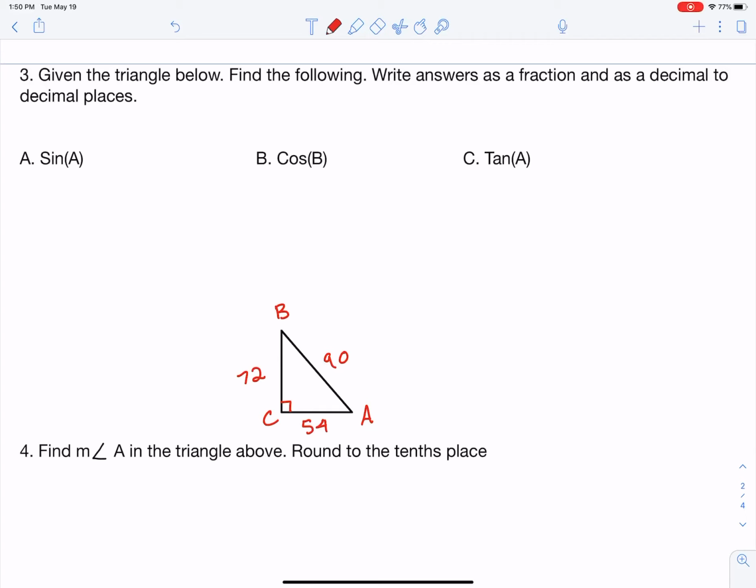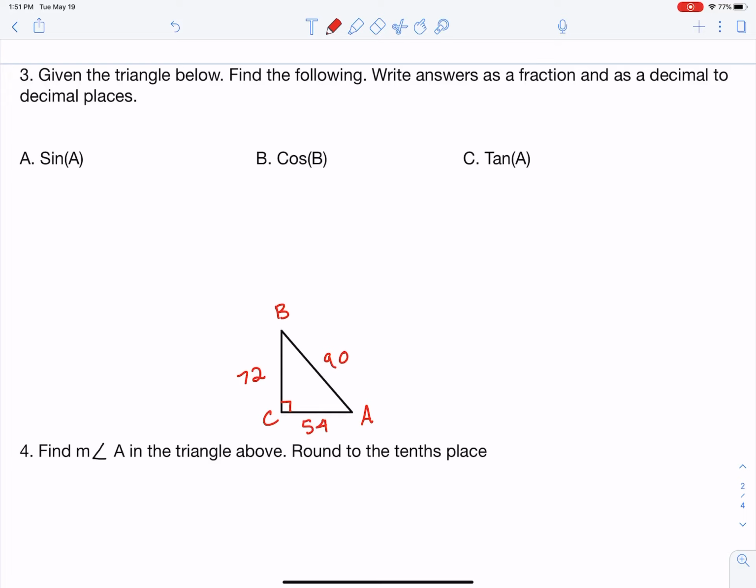Okay, so this is a continuation of the Unit 7 Review 2. This is part 2 of that. So we're on problem number 3, and they ask us to find the sine of A for the triangle below. So let's see what we got.